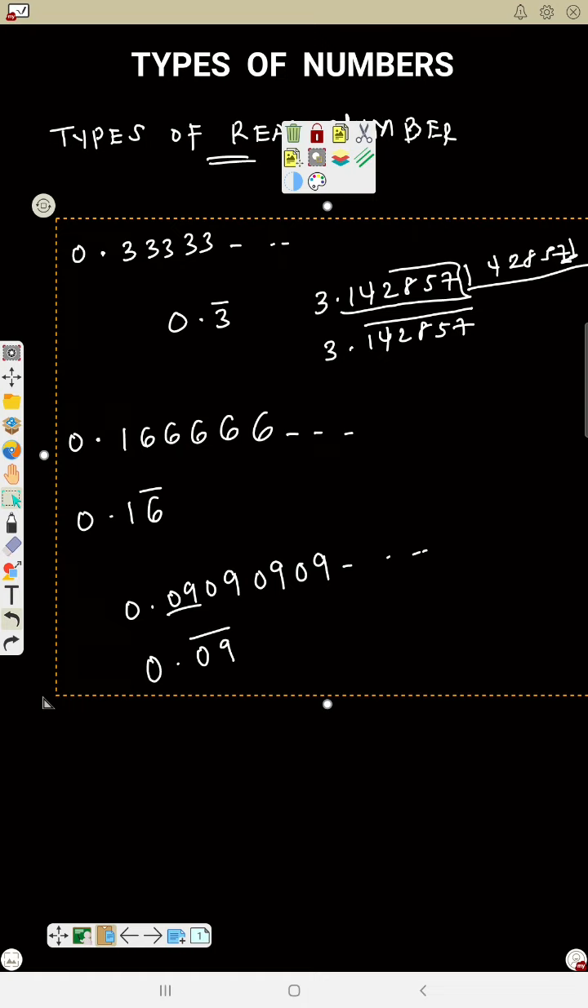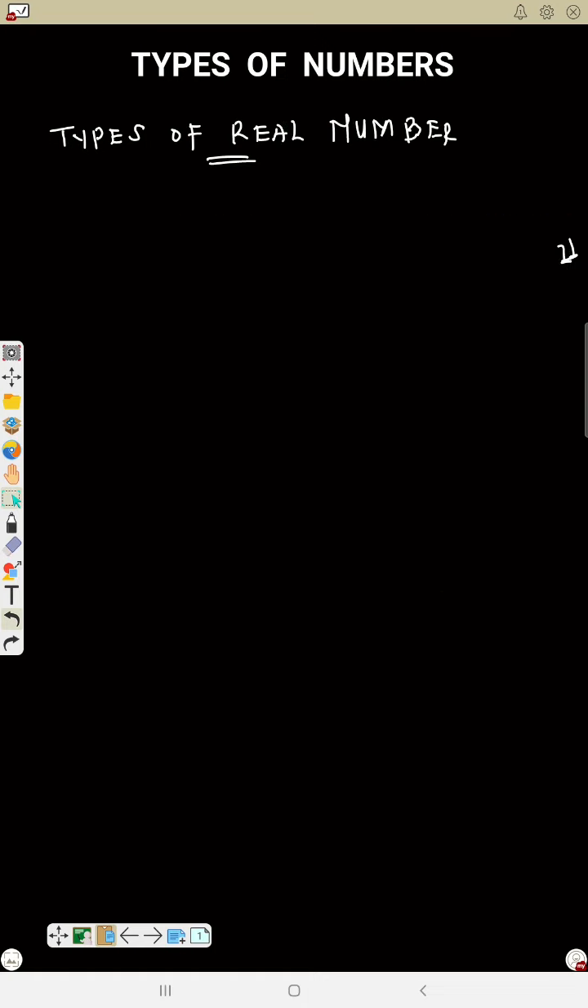So now let's proceed with our types of numbers. Types of real numbers. Remember, number 1 is natural number, number 2 is whole number, number 3 is integer. Then number 4 of the types of real numbers is rational number.